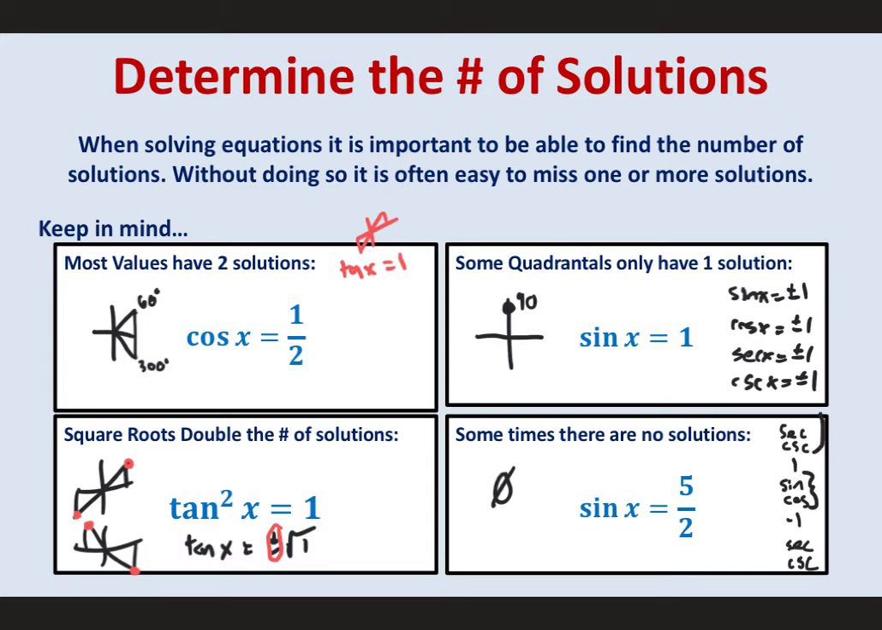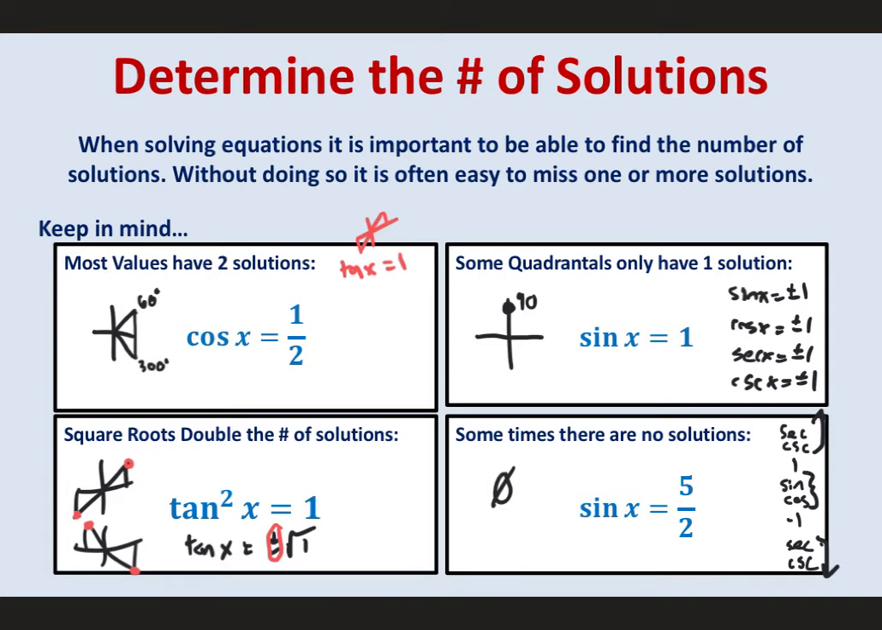All right, so something to keep in mind, those are some limitations that we have to keep in mind. So sine of x being 5 over 2, that's not possible, because 5 over 2, that's 2.5, which is bigger than 1. Same thing with secant. Secant cannot be 1/2, because that's between 1 and -1, where secant cannot exist. All right, let's keep going.